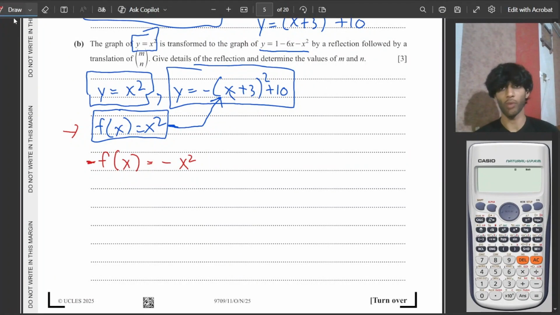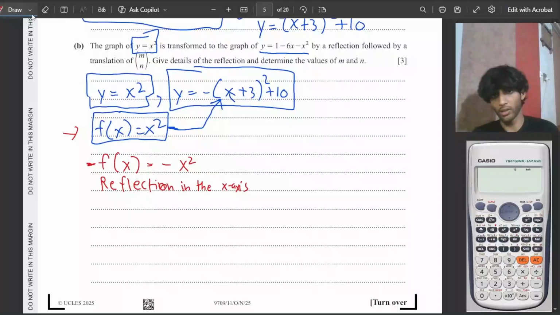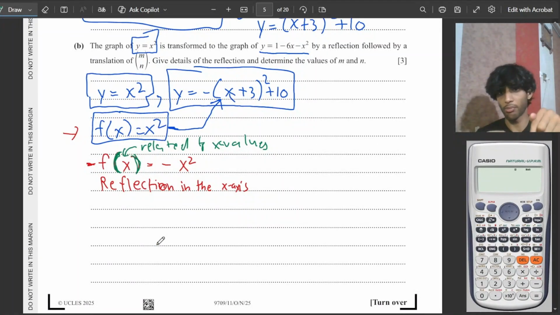Now, have I done a reflection in the y-axis or the x-axis? This is a reflection in the x-axis. How do I know this is a reflection in the x-axis? If you do anything inside of these brackets, that is related to the x values. Anything that you do outside of these brackets means it's related to the y values. Now, I put a negative sign not inside the bracket, but outside the bracket. That means I'm dealing with the y values over here.